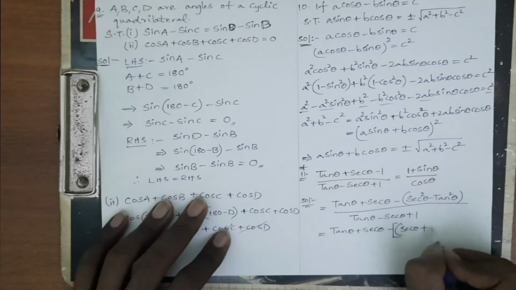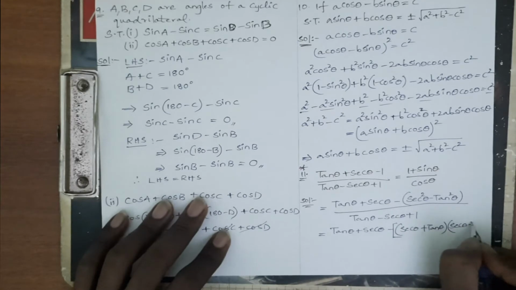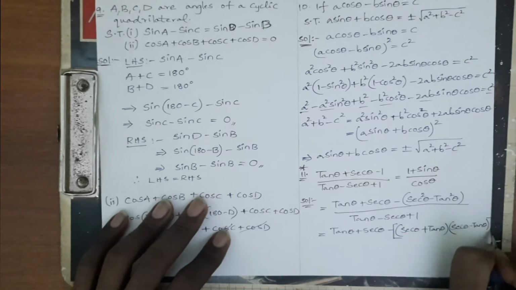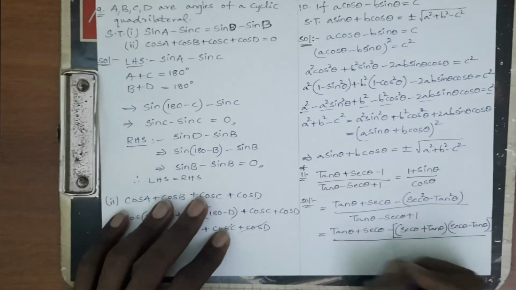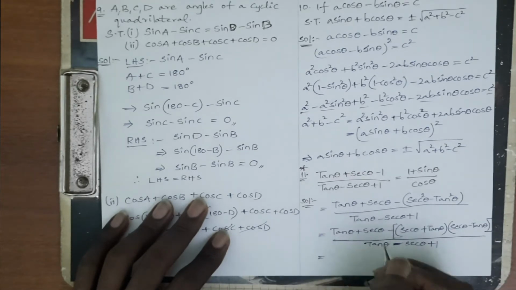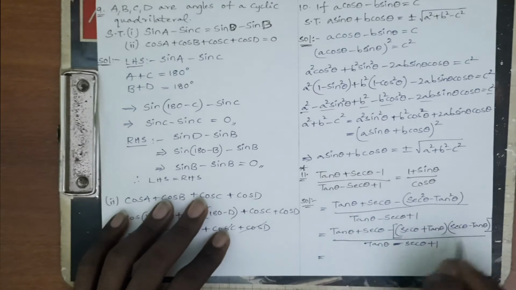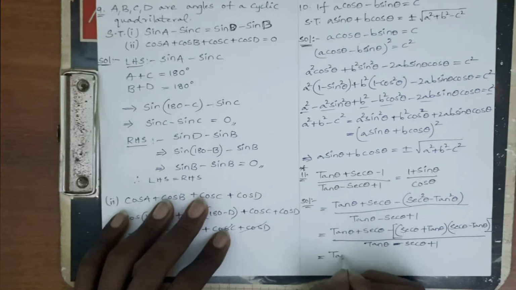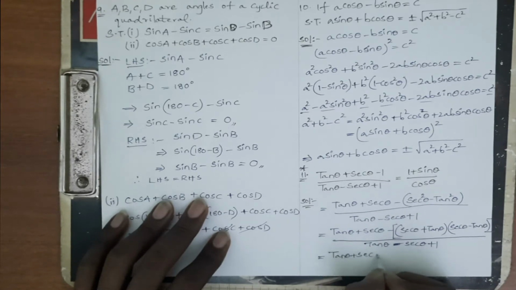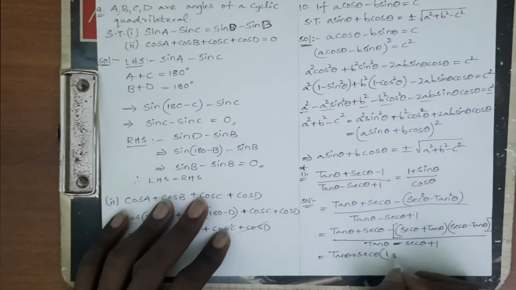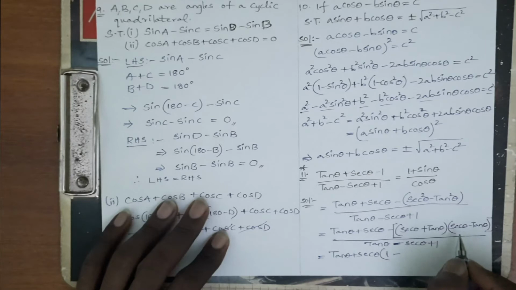secant theta plus tan theta into secant theta minus tan theta, a plus b into a minus b, by the denominator, which is the same, tan theta minus secant theta plus 1. So now in both we have tan theta plus secant theta. Tan theta plus secant theta is common, so we can take tan theta plus secant theta as common, and we can write this as 1 minus this, we can write it here.